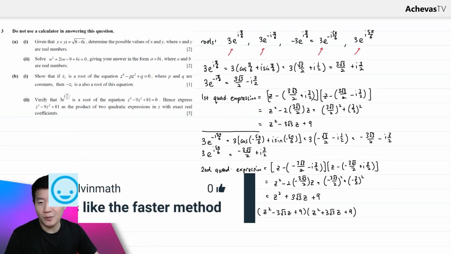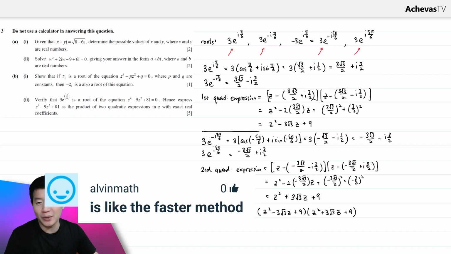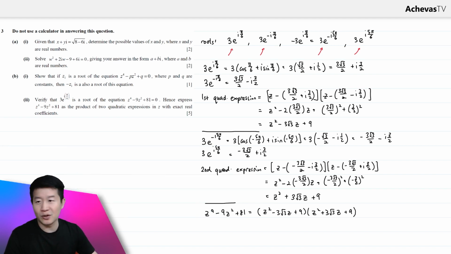Alvin, because the problem is in H2 math, you will not be using sum of roots and product of roots. Just like in H2 math, you're not going to be using any of the shoelace method. Some of my students were asking me, can I use the shoelace method? Of course, yes, you can.